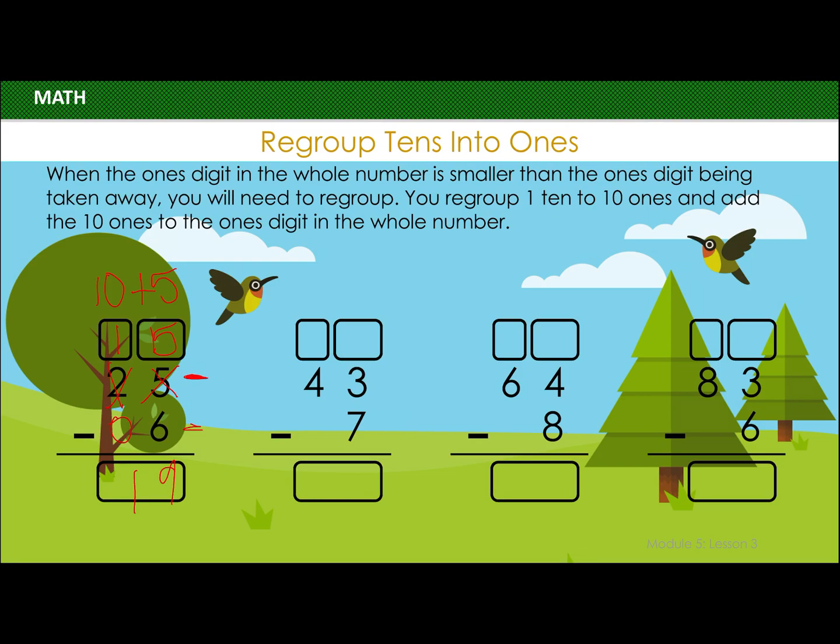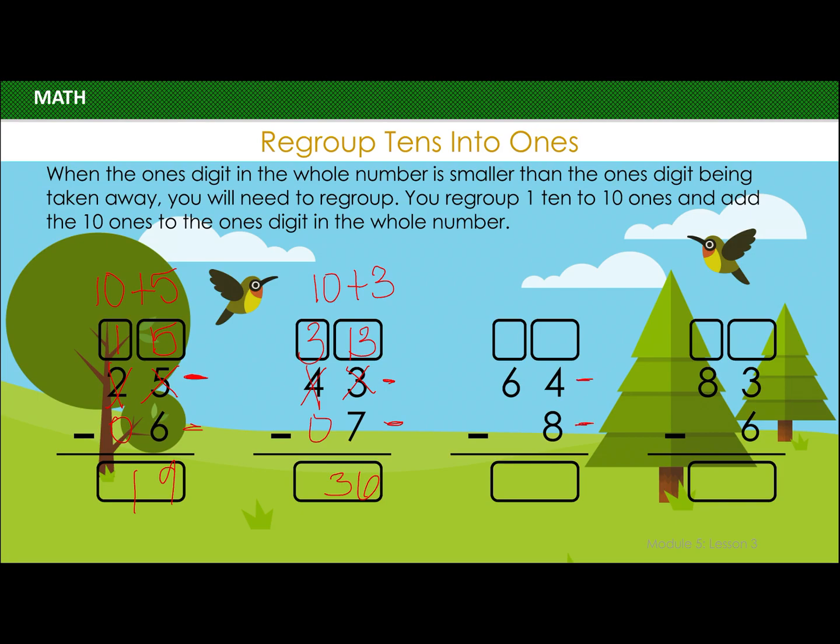Our next problem, 43 minus 7, we know that our 3 is smaller than our 7, so we have to regroup. So we regroup by taking away 1 10 from this 4, so we're left with 3. And we add the 10 that we took away to our 3 ones, so 10 plus 3 is 13. So we now take 7 away from 13, and 13 minus 7 is 6. We don't have any 10s down here, so it's a 0, so 3 minus 0 is 3, so our answer is 36.